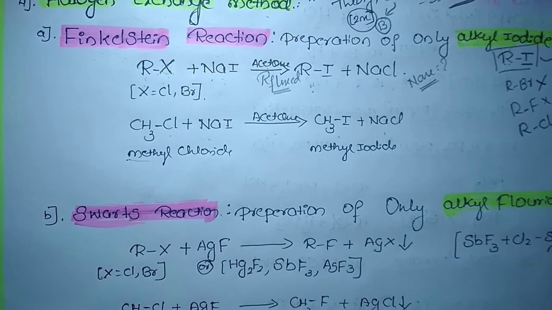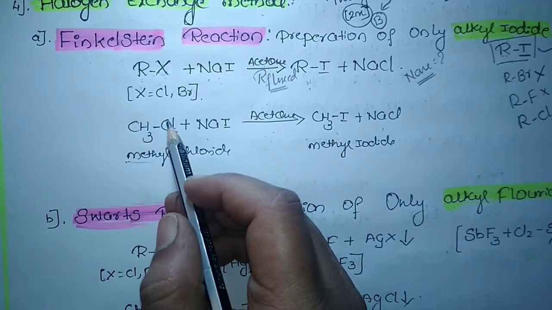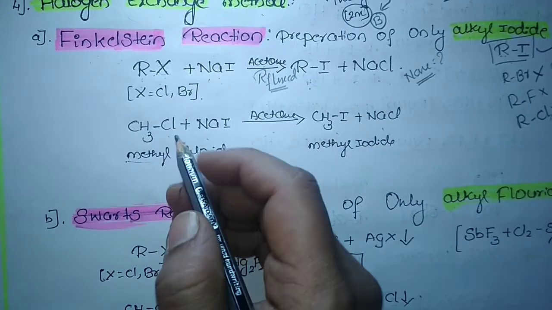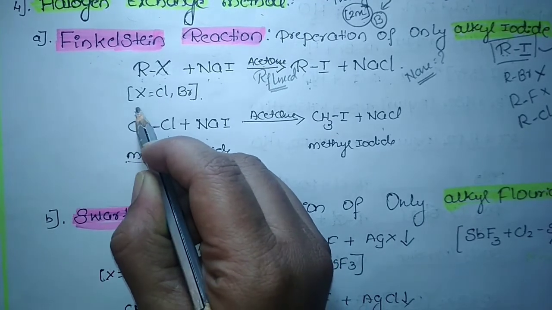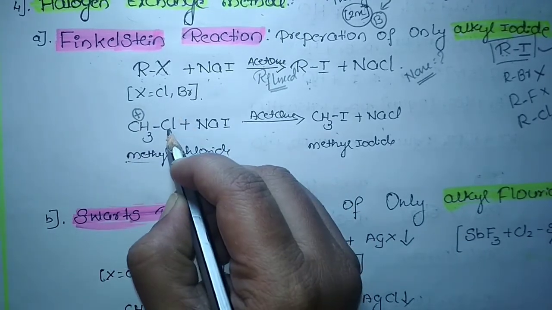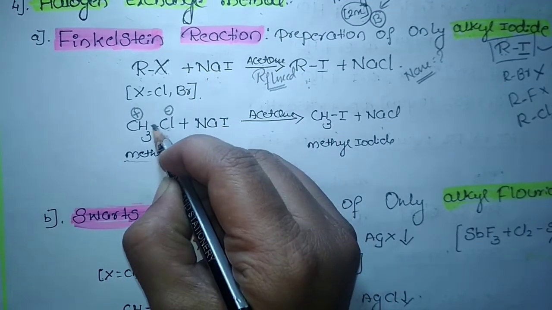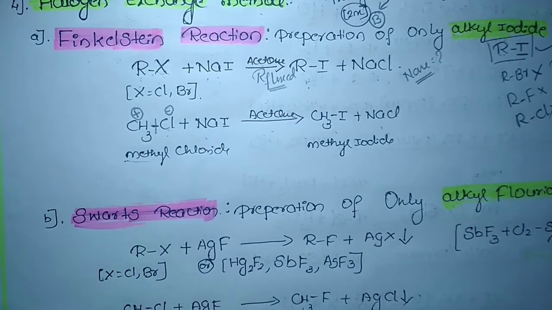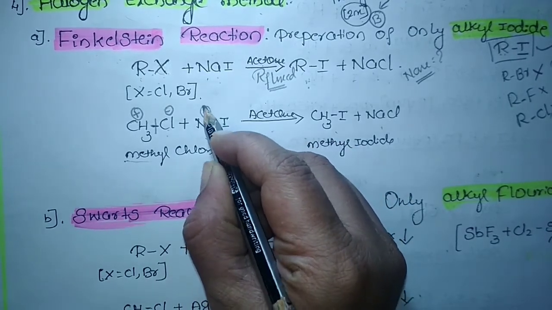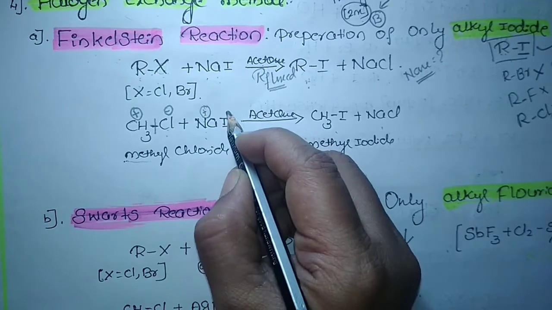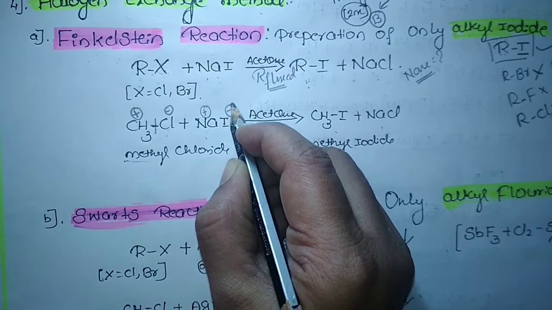Now, what is the mechanism here? Quite simple. As I told, it's a substitution reaction. Here carbon will gain a partial positive charge and chlorine, being highly electronegative, will gain a negative charge. So polarity will be created here. Similarly, sodium will have a positive charge and iodine, being highly electronegative, will gain a negative charge as iodide.